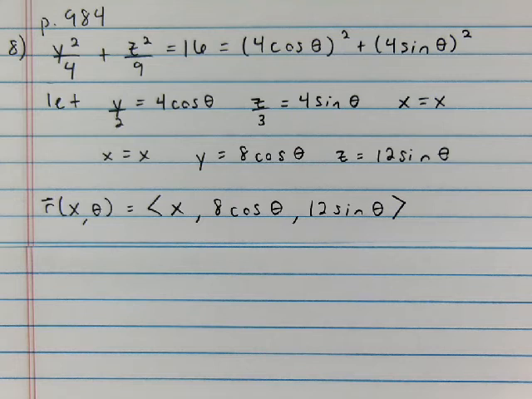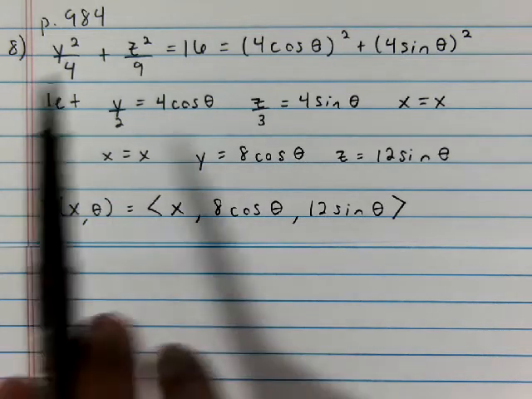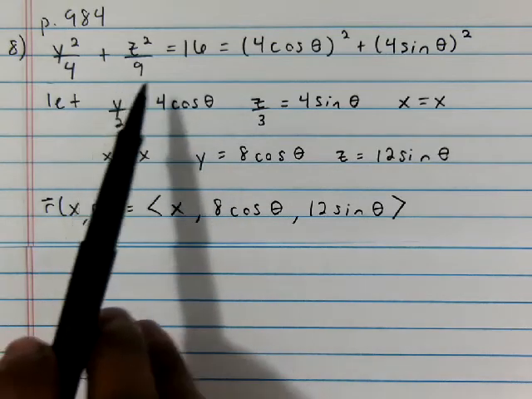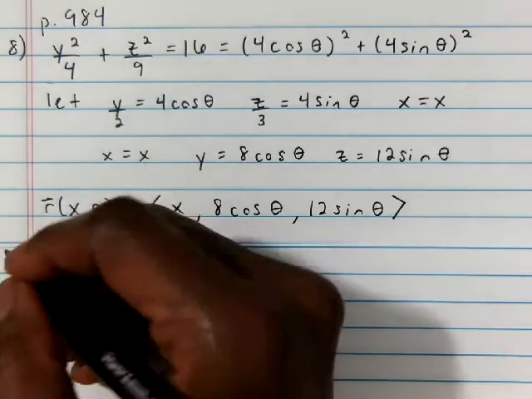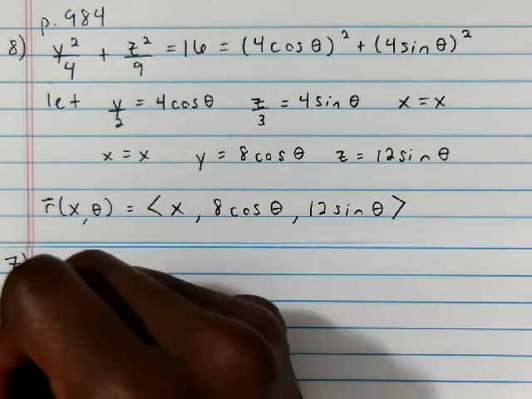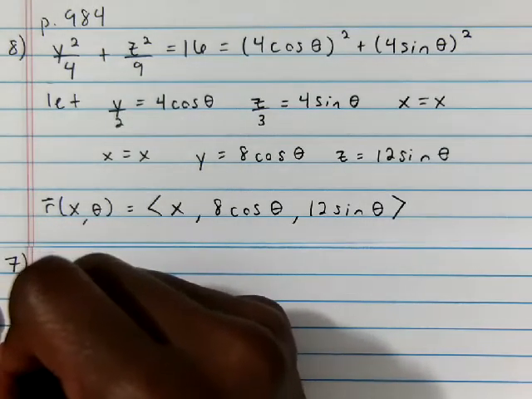All right, we're going to continue with section 14.9 in this video, and we are going to do number 7 on page 984. So I intentionally left number 8 up here because I want to compare and contrast the two. So number 8 was the last example we did where we were parametrizing a cylinder, and now number 7, in exercises 5 through 10, find the parametrization of the surface sigma.